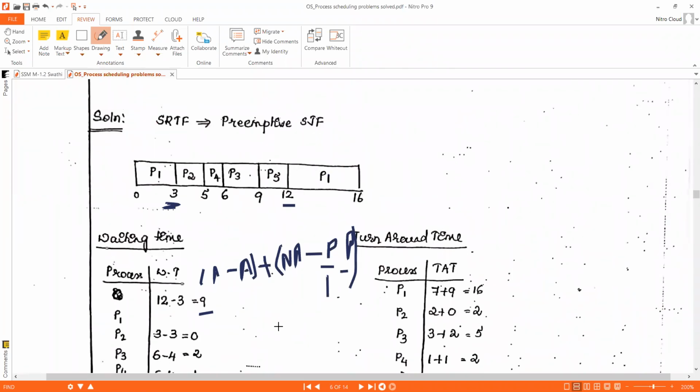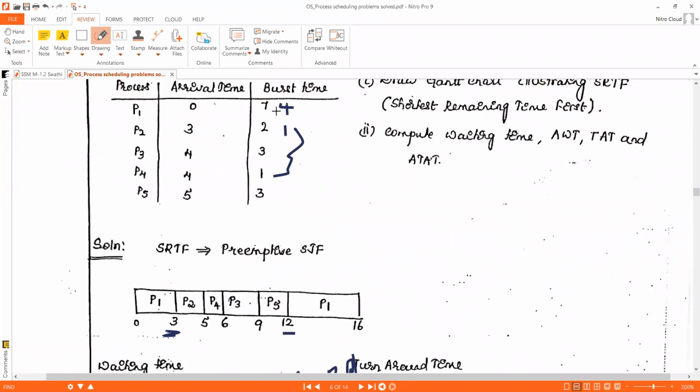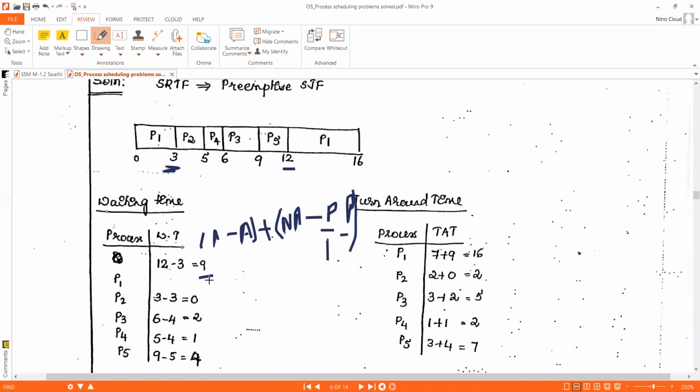Now we'll find the turnaround time. How to find the turnaround time? Turnaround time is nothing but the process's burst time plus its waiting time. So for process 1, the turnaround time is its burst time of 7 milliseconds plus its waiting time of 9 milliseconds.